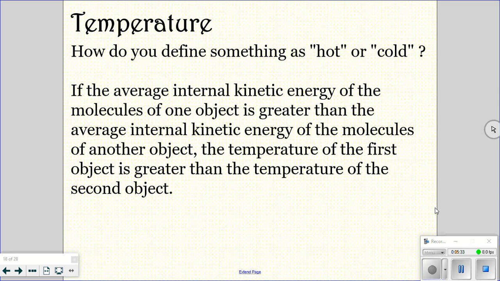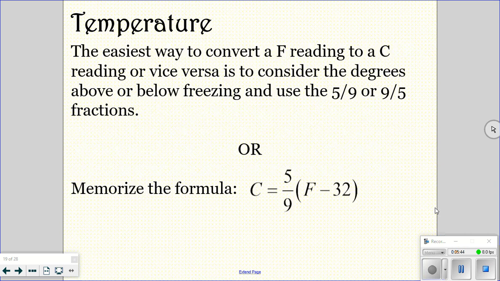So comparatively, you can say this one is hotter or this one is cooler, but we don't use the words hot and cold in physics or in really any science class. So we're going to look at converting from Fahrenheit to Celsius and back and forth. One way you can do it is to use the 5/9 or 9/5 fraction and try to determine if it's above or below freezing, or you can just use this formula.